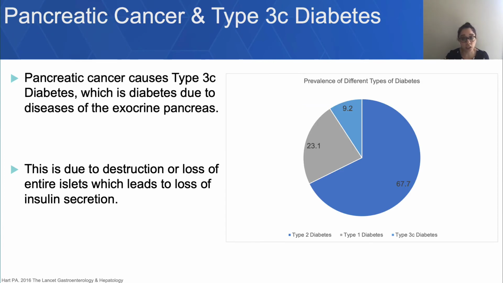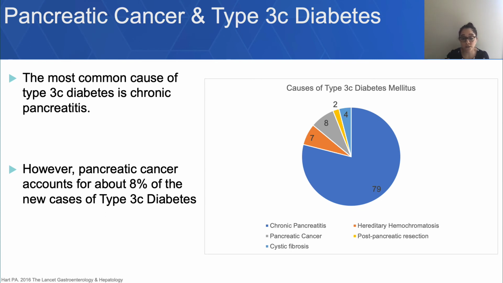I previously mentioned that the relationship between pancreatic cancer and diabetes is bidirectional, and that is because pancreatic cancer can cause diabetes known as type 3C diabetes. Type 3C diabetes is diabetes due to diseases of the exocrine pancreas, which occurs due to destruction or loss of entire islets, which leads to a loss of insulin secretion. Type 3C diabetes is the second most common type of diabetes diagnosed after type 2 diabetes.